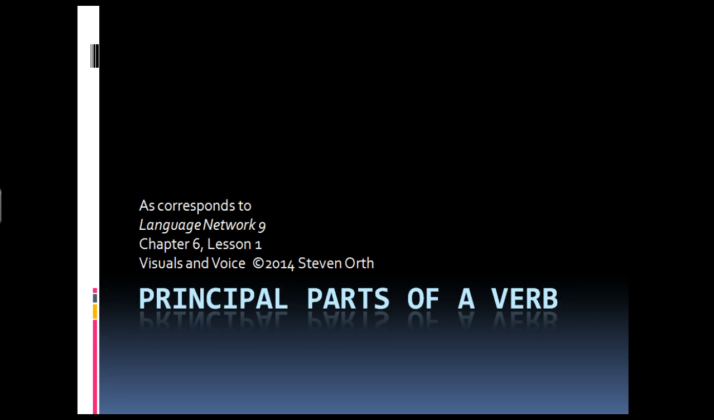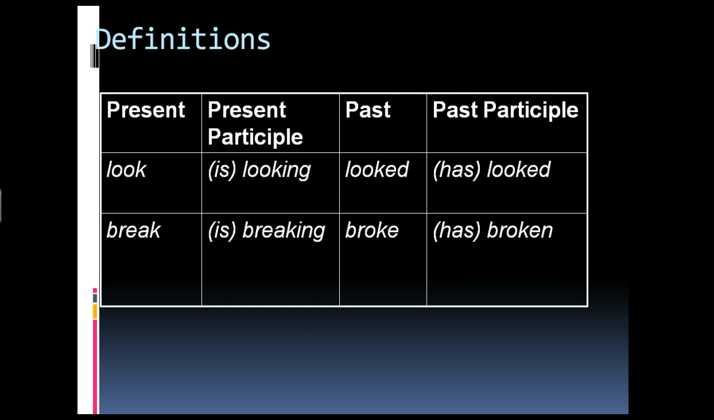Going to look at verbs this chapter, beginning with the principal parts of a verb. There really aren't definitions so much as we're looking at just making sure we have the different labels for parts of a verb in this particular lesson. In this case, there are four parts to the verb. They're the present, the present participle, the past, and the past participle.